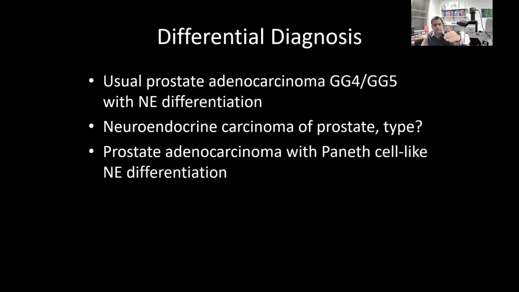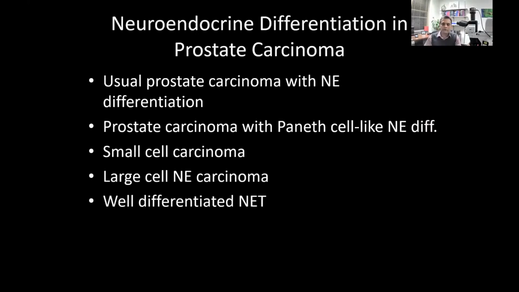So these are all the possibilities that we have at this point after we saw that the synaptophysin and chromogranin were diffusely and strongly positive in the tumor cells. So let's have a brief discussion about neuroendocrine differentiation in prostate carcinoma.